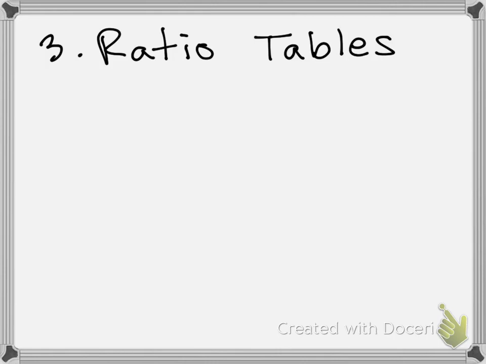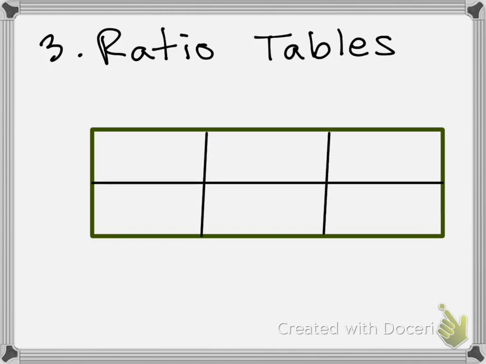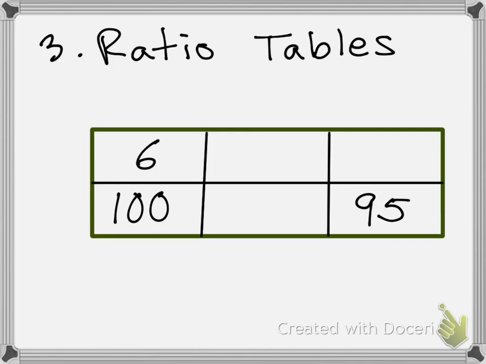Lastly, there's ratio tables. Now, ratio tables don't always work for every problem. They are the easiest way, but because they don't always work, we need to know the two other ways. So here, we had 6 out of 100, and we wanted to find something out of 95. We can't easily get from 100 to 95. In fact, we can't easily even get to something in the middle that would go down. So let's give it a different example.